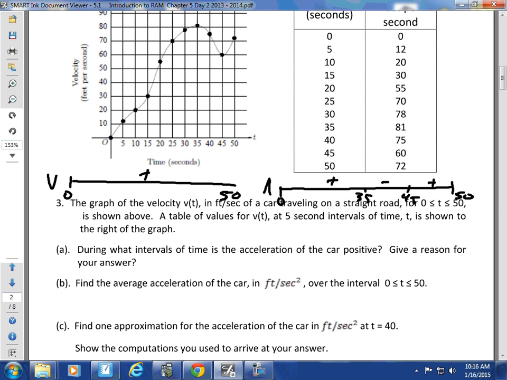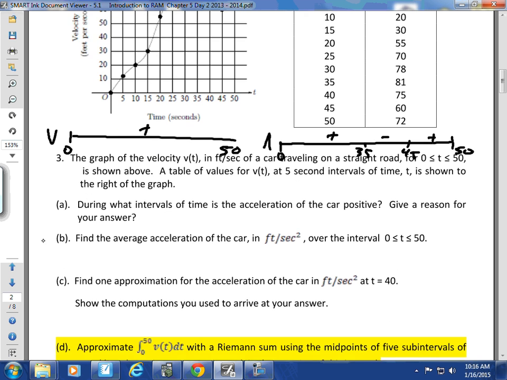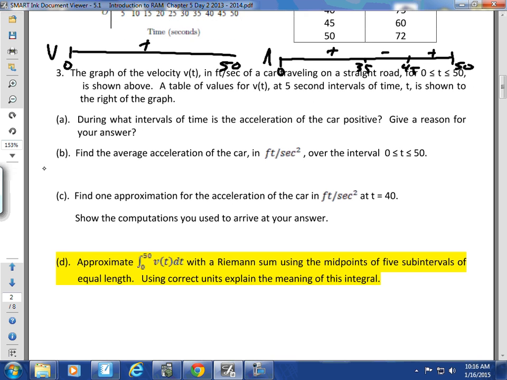Okay, let's skip a couple pieces here and let's drop down to part D. Approximate the integral from 0 to 50 of the velocity with the Riemann sum using midpoints of 5 subintervals of equal length. So if we're stretching from 0 to 50, my 5 subintervals must go 0 to 10, 10 to 20, 20 to 30, 30 to 40, and 40 to 50.